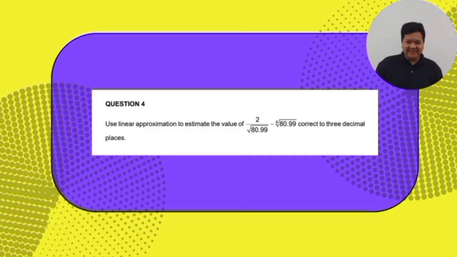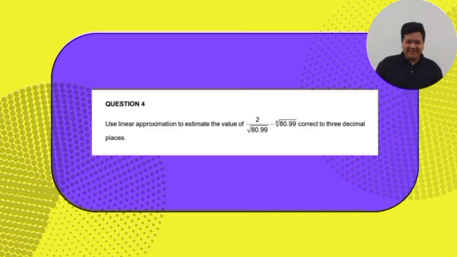Linear approximation is a method we can use to estimate the value of a function near a specific point. It's especially helpful when calculating the exact value of the function is difficult or time-consuming. By using the tangent line at a known point, we can get a close approximation of the function's value nearby.